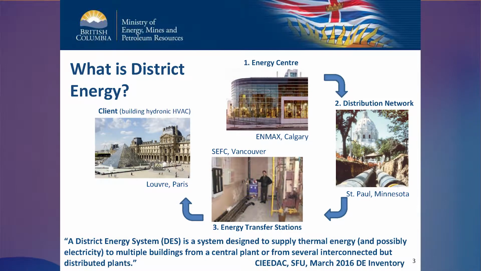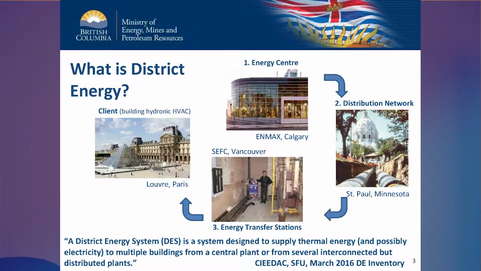Essentially, we took a quote out of work by CDAC, which is a data group out of Simon Fraser University, when they put out, in 2016, a data inventory of district energy across the country based on 2014 data. The quote is: a district energy system is a system designed to supply thermal energy and possibly electricity, which makes it combined heat and power, to multiple buildings from a central plant or from several interconnected but distributed plants.